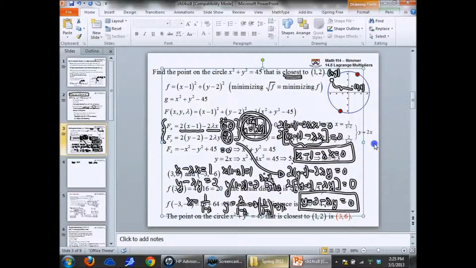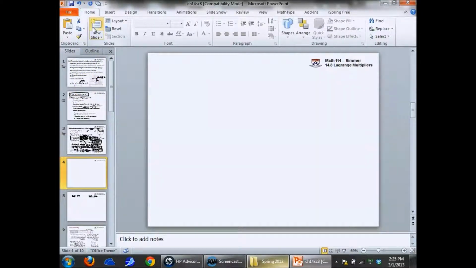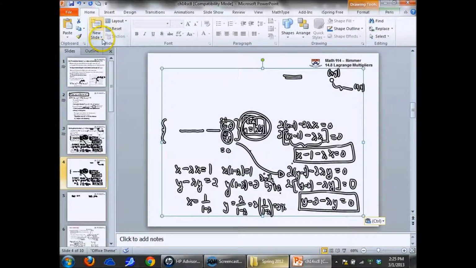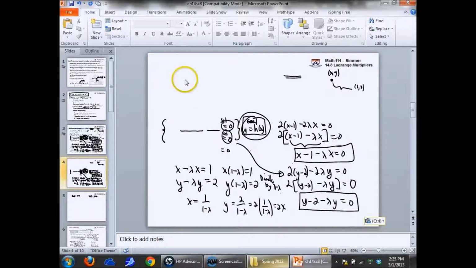Let's see here. I want to keep all this. Let me read this here. Okay, that's good. So what happens if lambda is 1? What does that say about x and y? Let's take these boxed off equations here. If lambda is 1, what does that mean here?